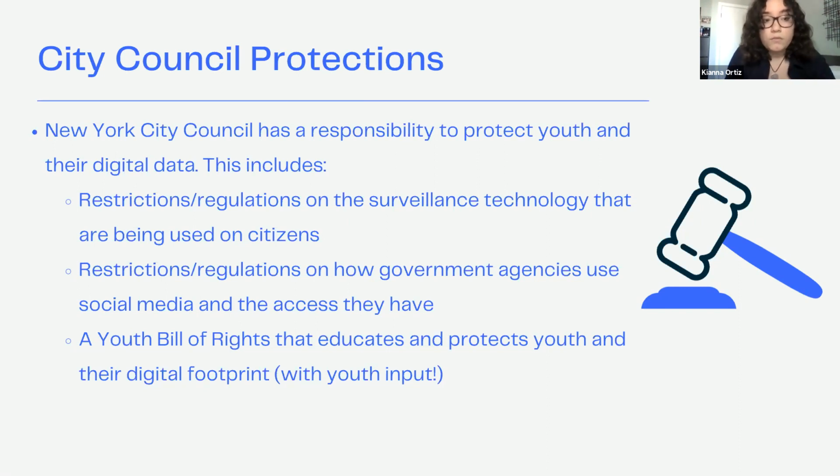And the last point of what City Council can do for youth is a Youth Bill of Rights. This would educate and protect youth and their digital footprint. More specifically, this Bill of Rights would have input from youth themselves, so they can have an active part in how their social media is monitored and how they can deal with digital surveillance. So yeah, those were the main solutions that we brought towards you guys for the gang database and surveillance.